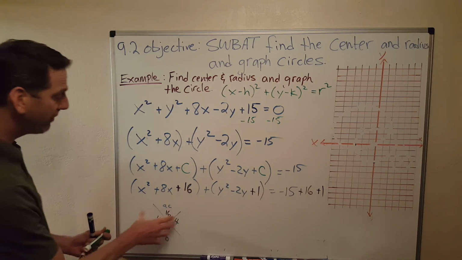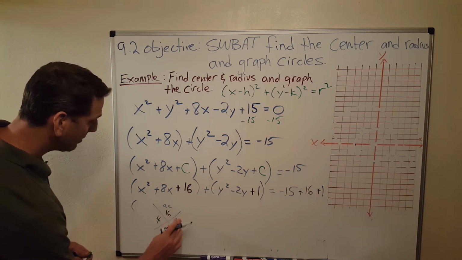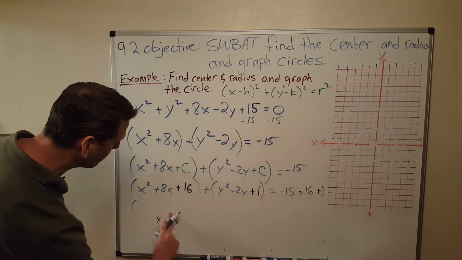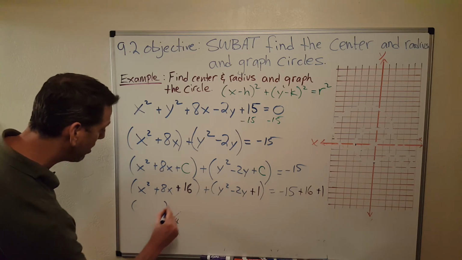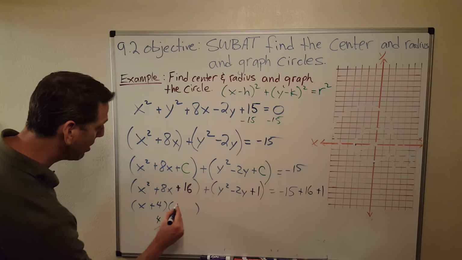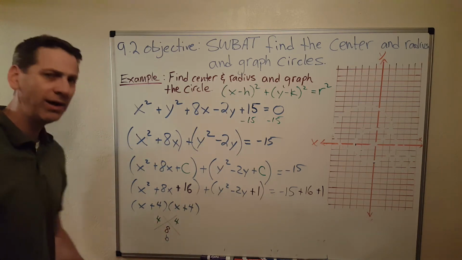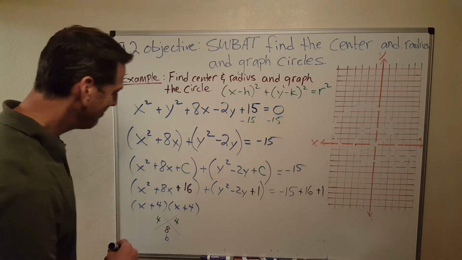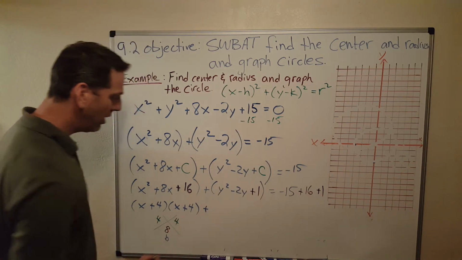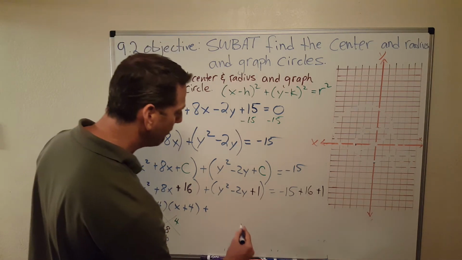Okay, so I would factor this then as, so 4 and 4, those are my two numbers, right? I would factor this as x plus 4, x plus 4. And we learned that way back in Unit 4. All right, let's look at these guys. Let's go ahead and factor these guys.